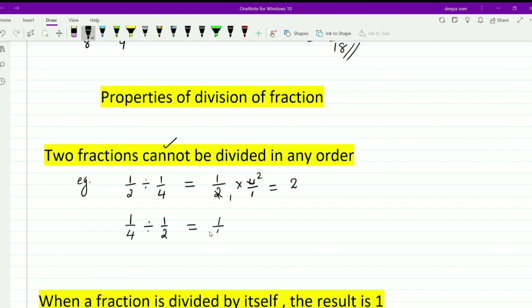So write the first fraction as it is. Convert the division sign to a multiplication sign. Take the reciprocal of the second fraction. Now 2 ones are 2, 2 twos are 4. In this part many children make mistakes here.